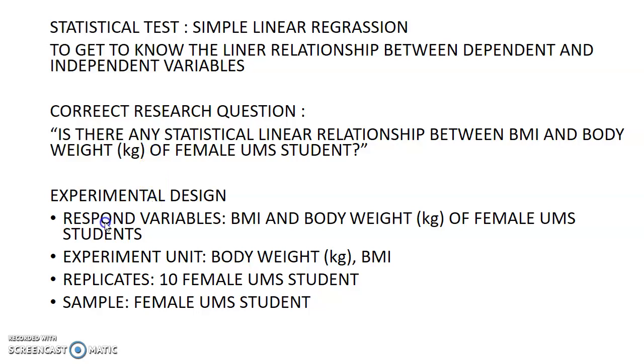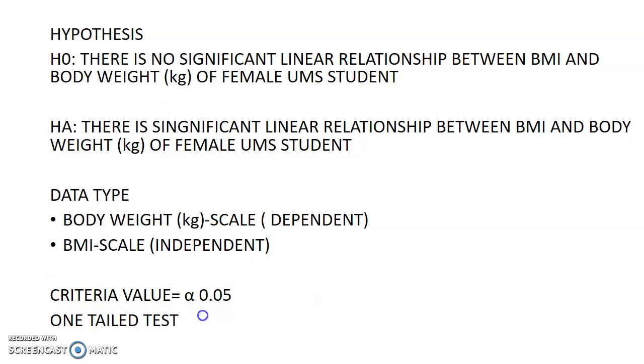For the experimental design, the response variables are BMI and body weight in kilogram of female UMS students. The experimental unit is body weight in kilogram and BMI. Replicates is 10 female UMS students, and the sample is female UMS students.